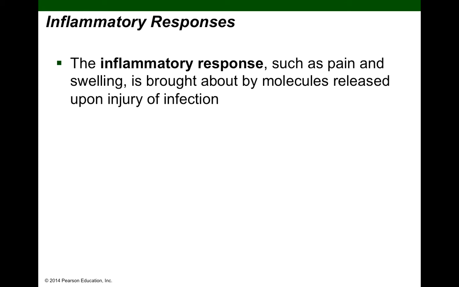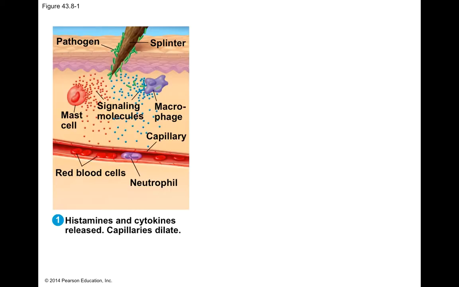So let's take a look at the events that occur during an injury. Here we have a splinter that has penetrated the skin. As you can see, the splinter is covered with bacteria, and these are shown in green. One of the first cells to respond are the red cells on the left called mast cells. These mast cells release a signaling molecule known as histamine, which are the red dots.